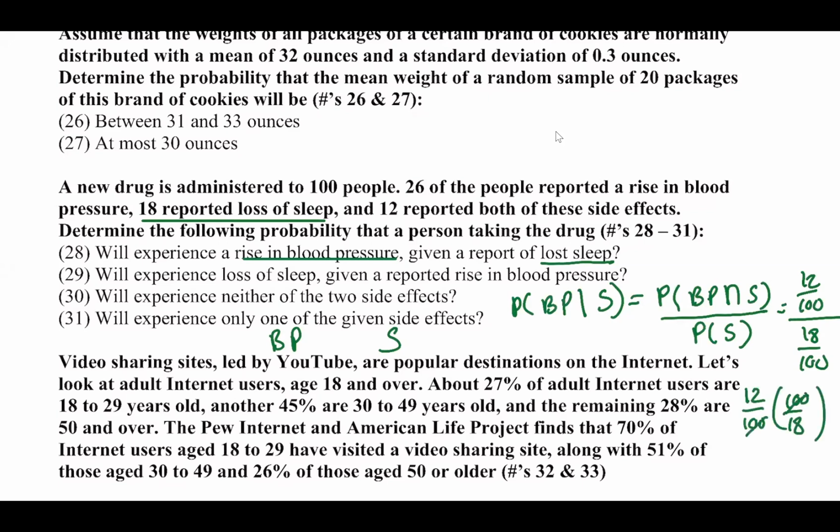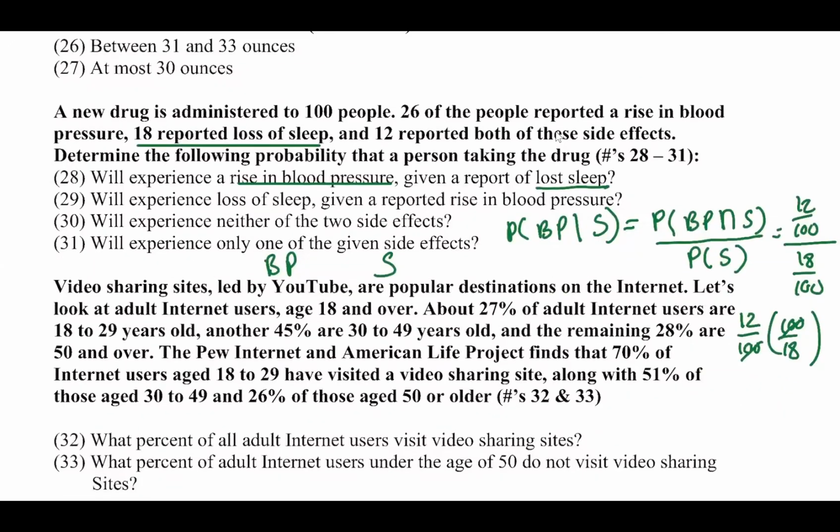The 100 will cancel out. So you get 12 out of 18, which is actually 66.6%. And that's it for 28.